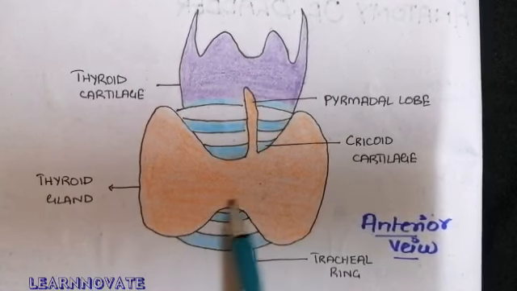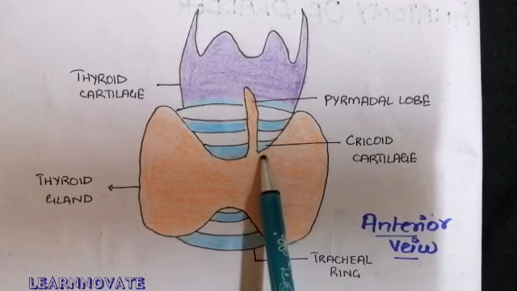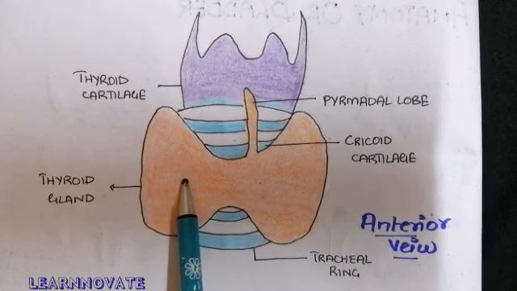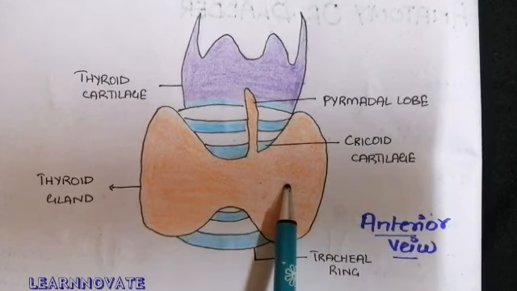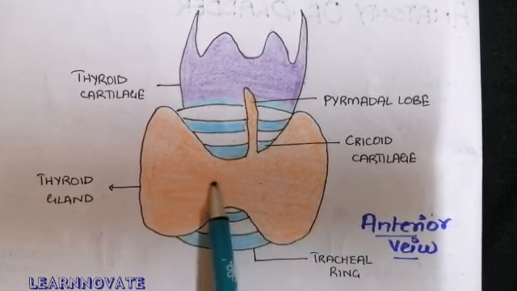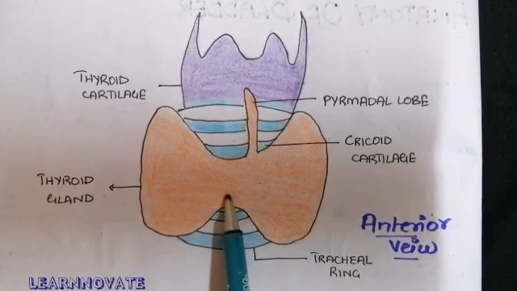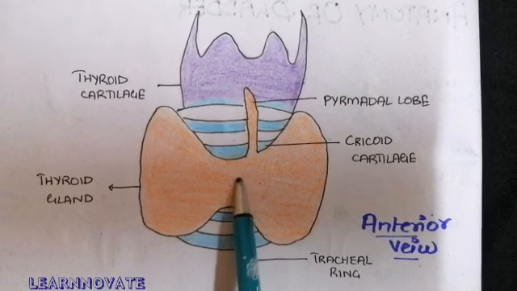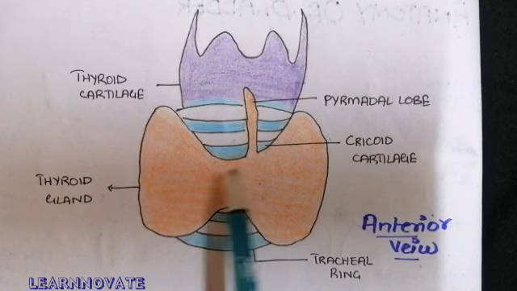This whole is the thyroid gland that is divided into two lateral lobes. This is one lobe of the thyroid gland and this is the second lobe. These two lateral lobes are connected with each other by a narrow isthmus, and this isthmus is present anterior to the second and third tracheal ring.